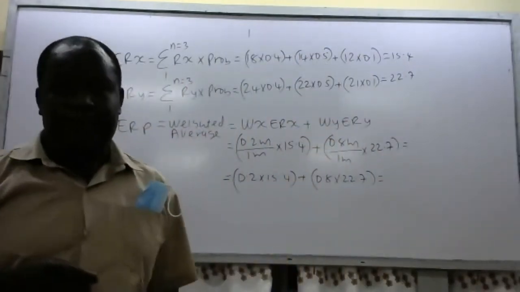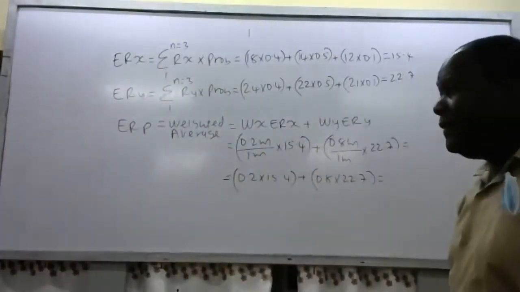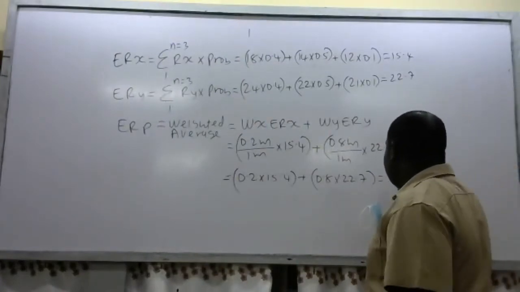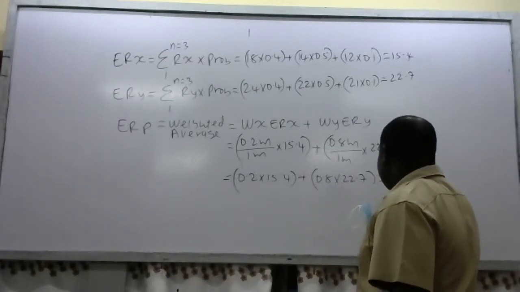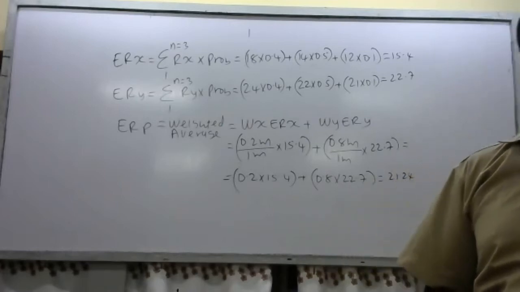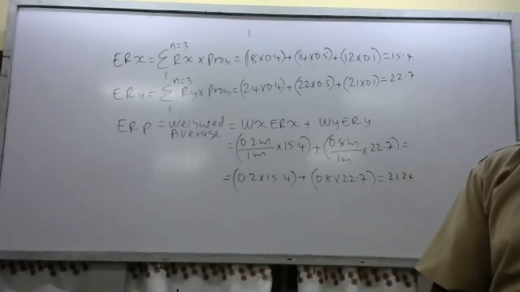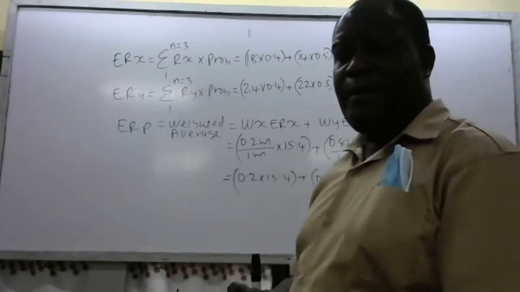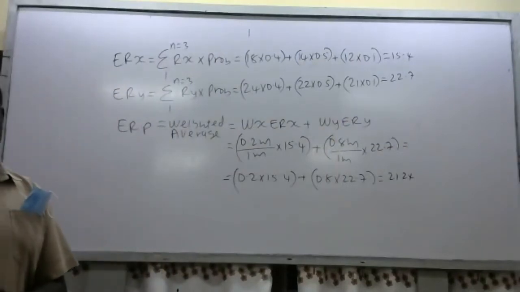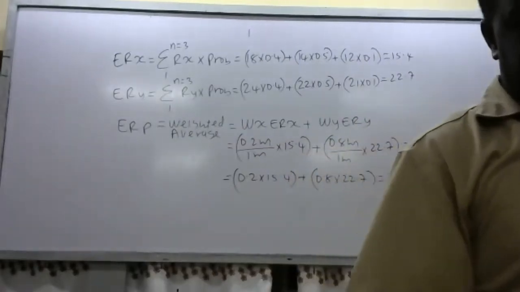So we get 21.24. Those who are online, please also compute and send me your answers to know whether they are correct, so that we compare them. So that is Roman letter 1, how to get the expected return for the portfolio.